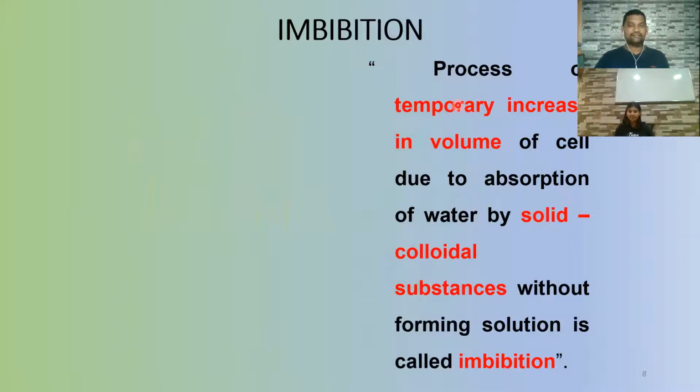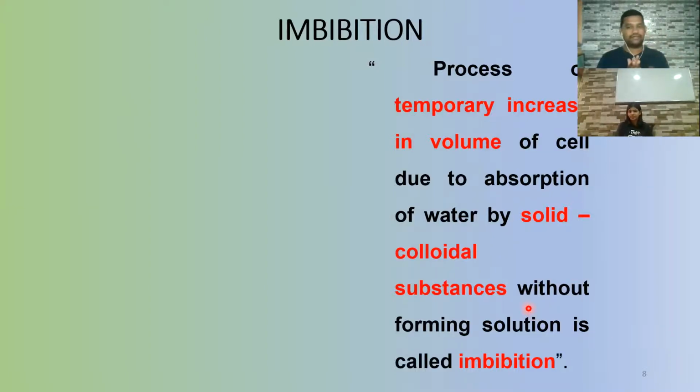So basically what is imbibition? Uska definition dekh. The process of a temporary increase in the volume of the cell due to absorption of water. Okay, you keep that cell. Now grapes ke jagah pe plant ke cell ko imagine kar. You keep that in the water and there is absorption of the water that takes place by the solid colloidal substances present on the cell wall, without forming any solution. It is just adsorption.